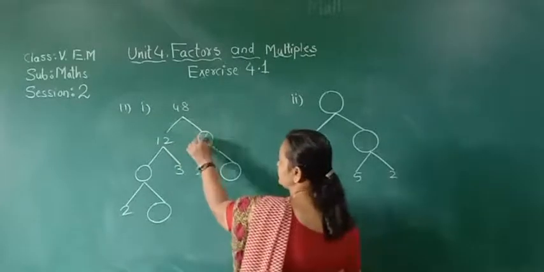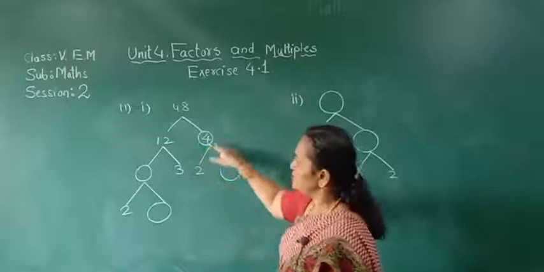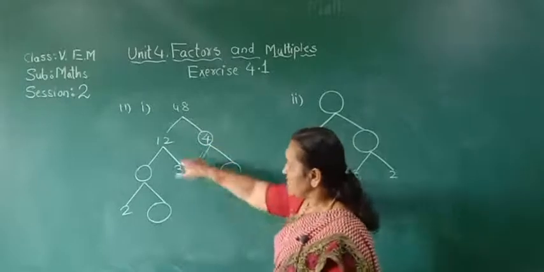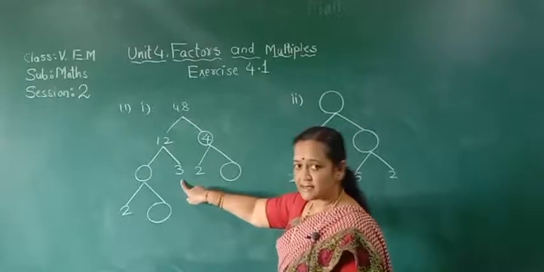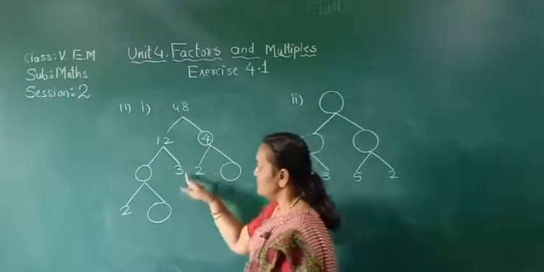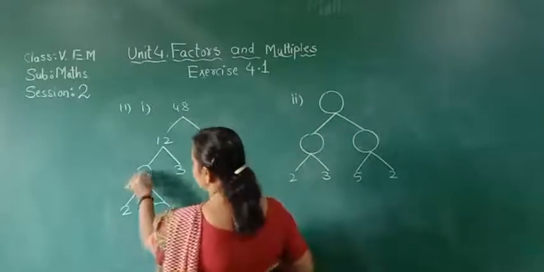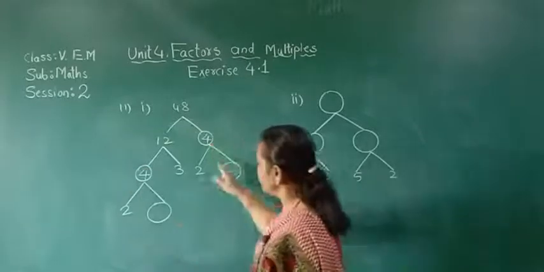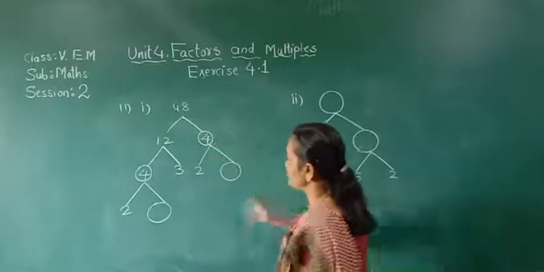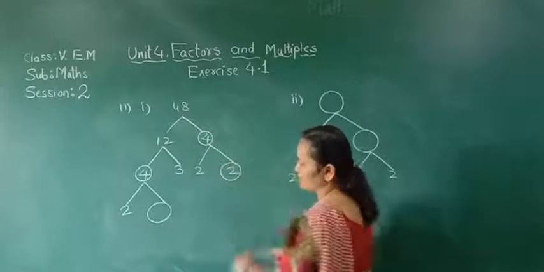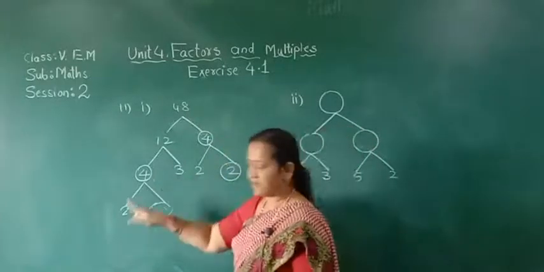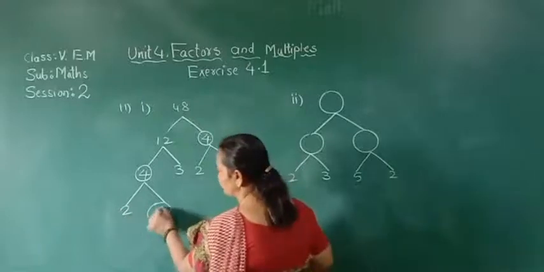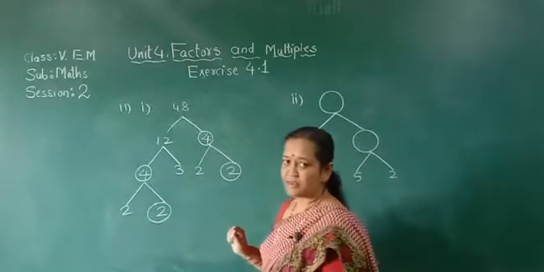So here the answer is 4. 12 4s are 48. Now 12 in the 3 table, where we find 3 1s are 3, 3 2s are 6, 3 3s are 9 and 3 4s are 12. So 3 4s are 12. Got this? Then this side 2 2s are 4. So here the blank is 2. Similarly again here 4 is given. So it is 2 2s are 4.